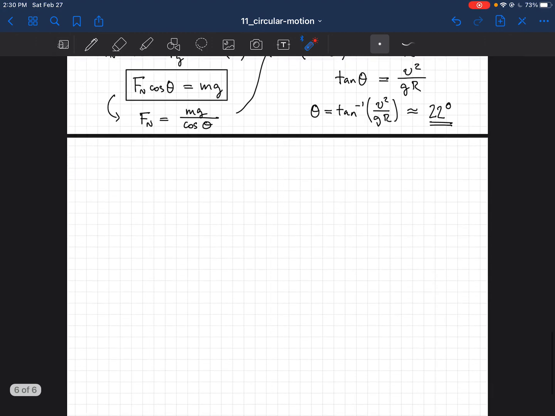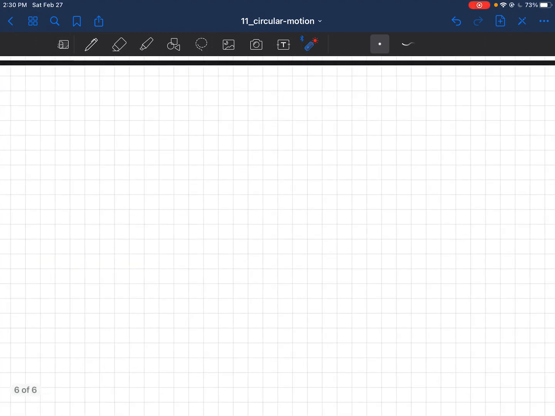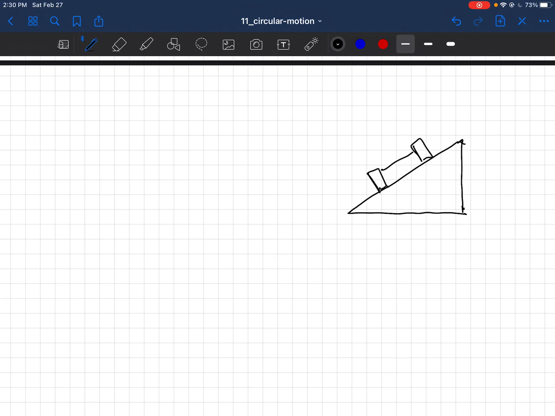So we're going to get a new free body diagram, so we need to redraw this whole thing. So let's draw our banked curve again. And we'll draw the car again. So we have the car, and it's coming at us. And here you are, driving the car.